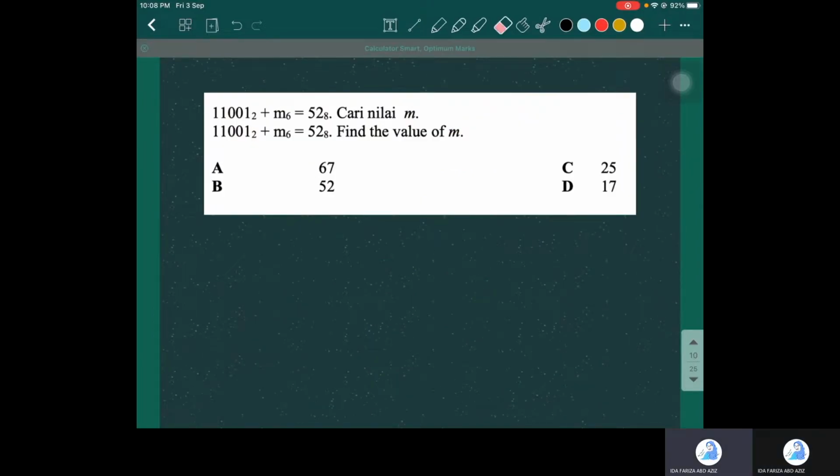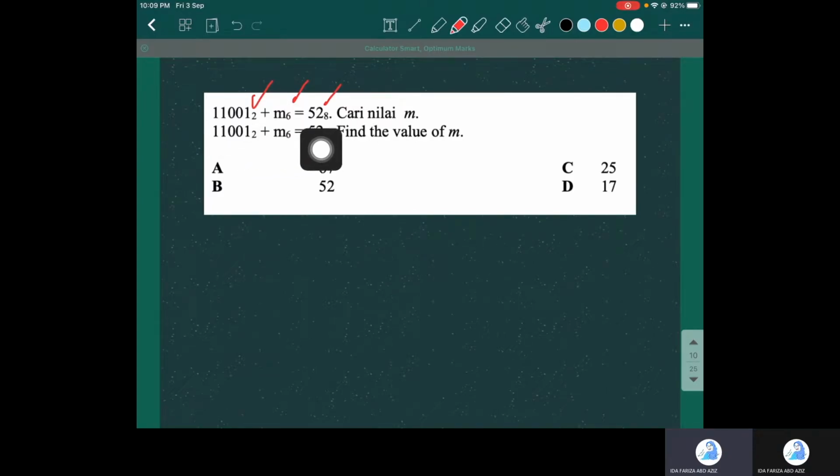Let's continue with this question. Still in the topic of number bases. But this time we have different bases. This is base 2, base 6 and then base 8. The question wants us to find the value of M, in base 6. Jadi bila kita ada 3 base yang berbeza, kita better choose it to make it in one base sajalah. Sebab in our calculator tak boleh lah semua nak calculate sekaligus base yang berbeza.